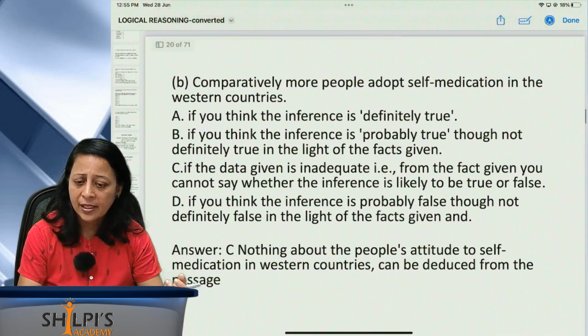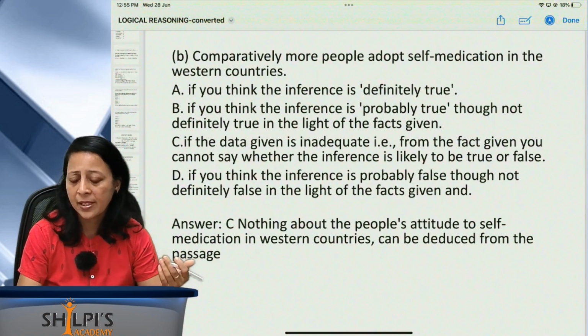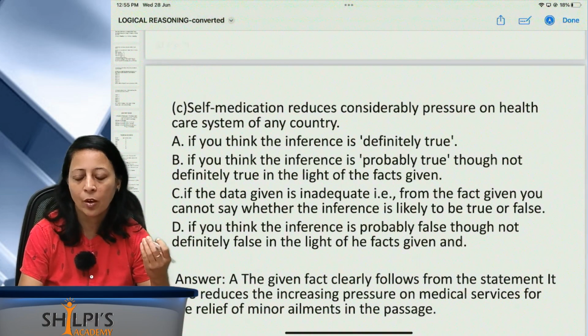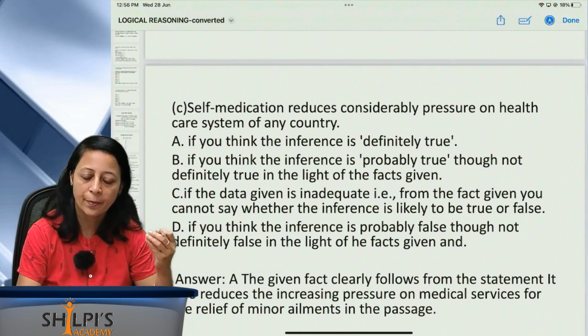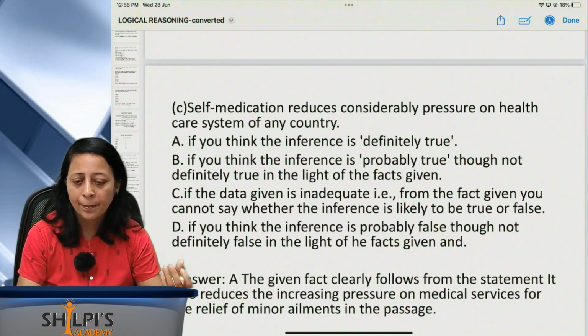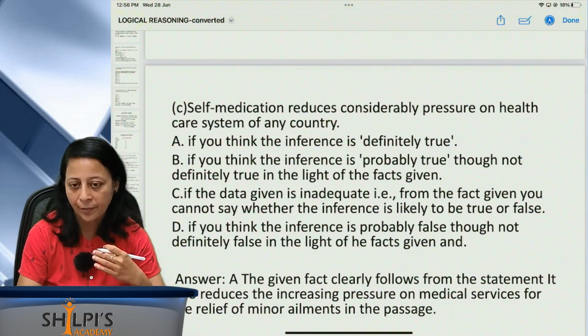That they are practicing, nothing has been given, right? Self-medication is a Western country, so it means that the data they provided is inadequate for us to give a justification or a conclusion or an inference for that. Next question is, self-medication reduces considerably pressure on the healthcare system of any country.